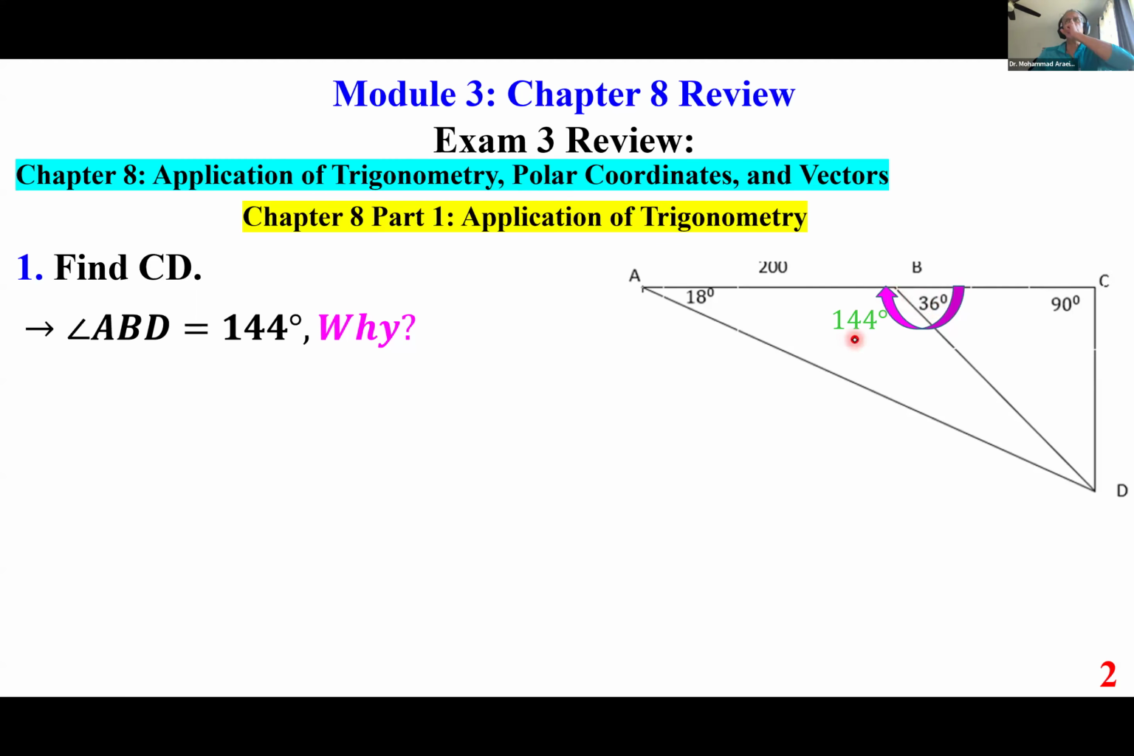So 180 minus 36 gives us 144. Now, if this is 18, this is 144. We add them up, subtract it from 180, and we get this one, which is also 18 degrees. Again, in this case, 180 minus the sum of these two, 144 plus 18.